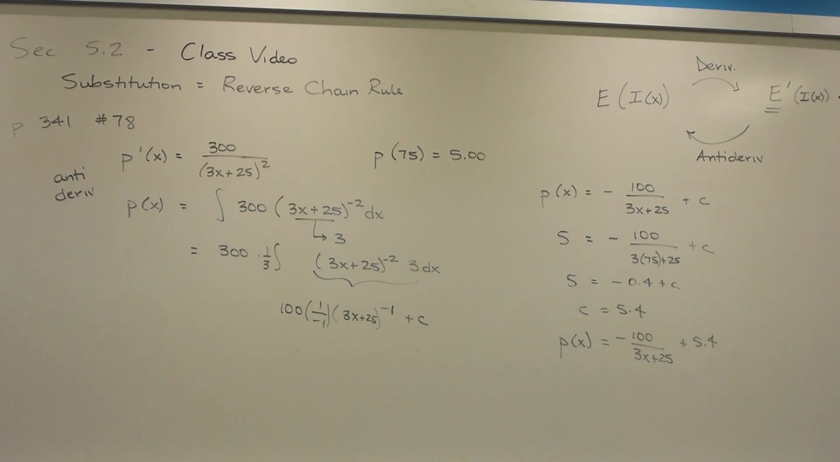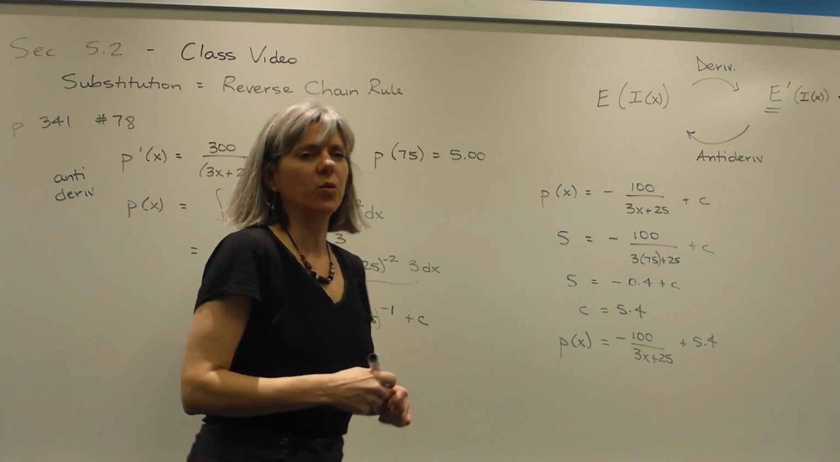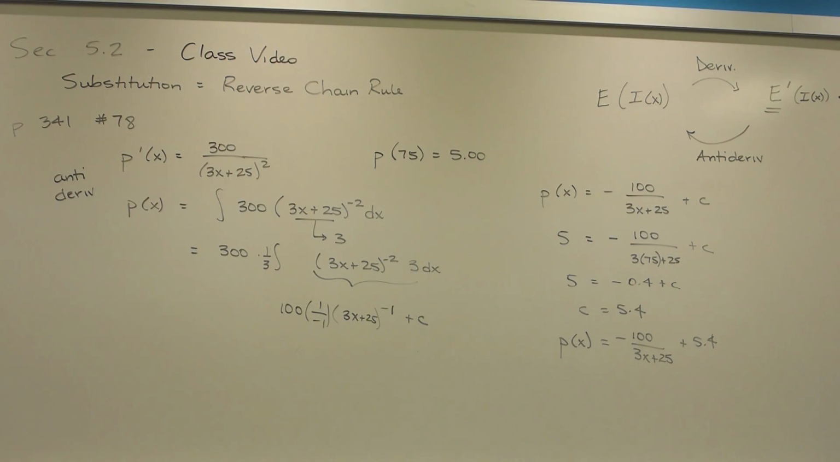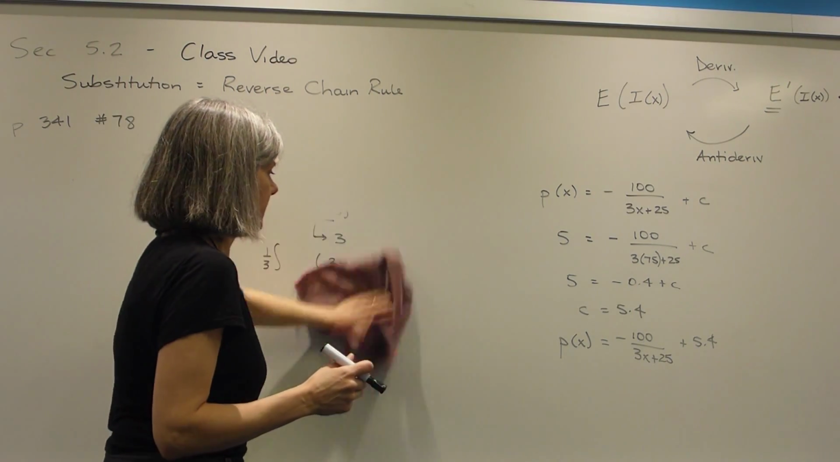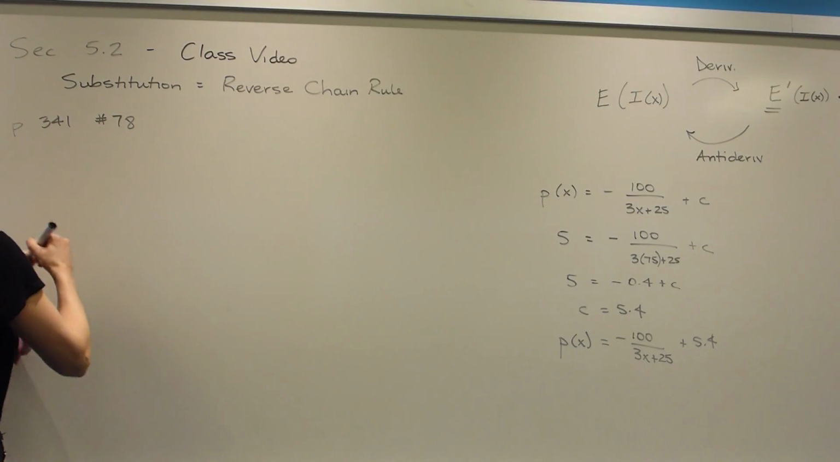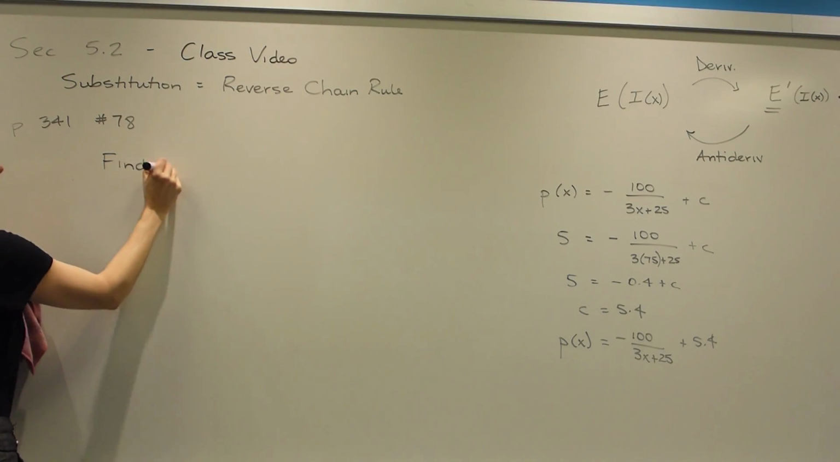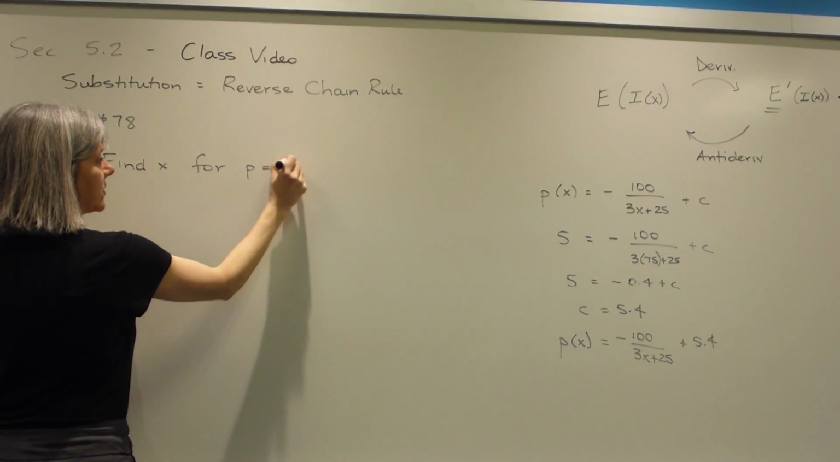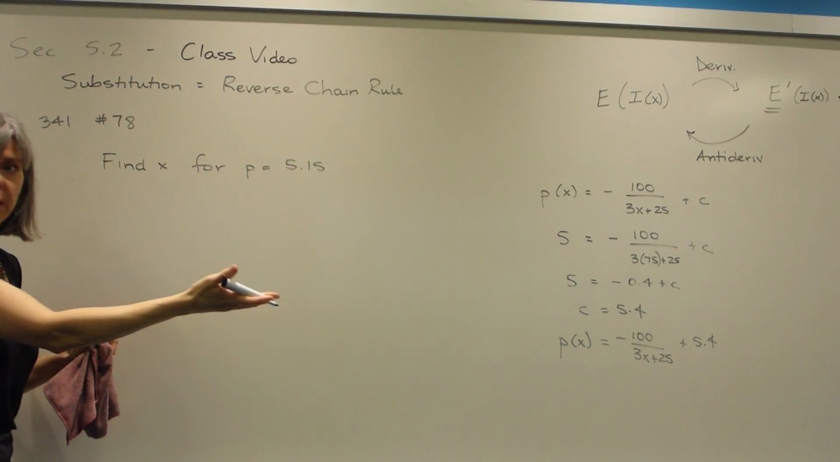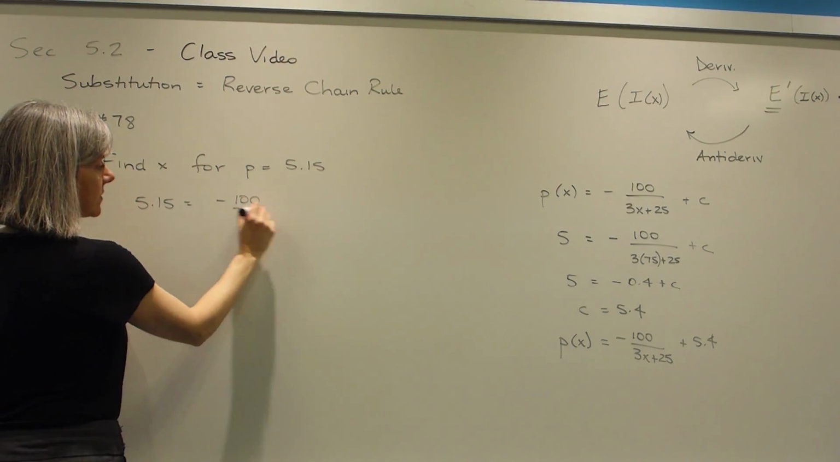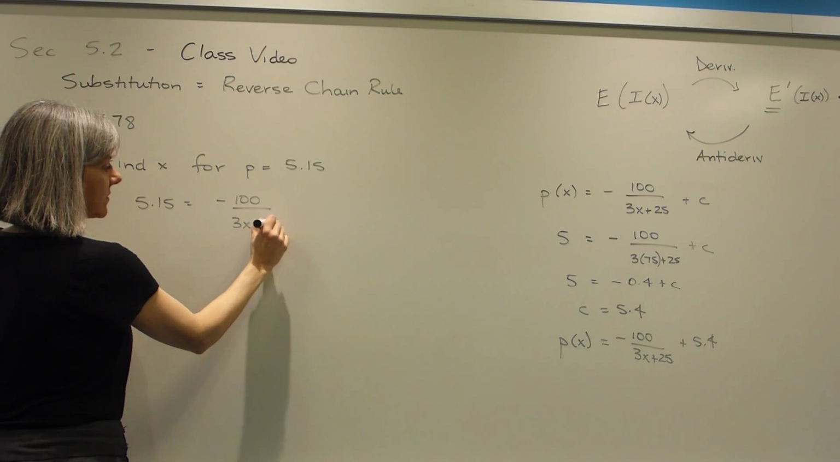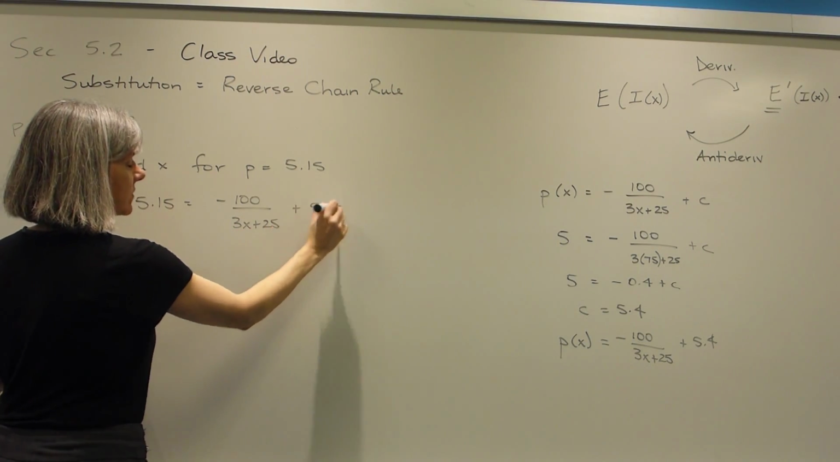The last question it asks is, how many bottles would the supplier be willing to supply at a price of $5.15? So what am I asking there? How many bottles? What value am I trying to find? X, yeah. And what do I know? 5.15 is P. So I'm trying to find X for price equals 5.15. So we just plug in. So 5.15 equals negative 100 over 3X plus 25 plus 5.4.